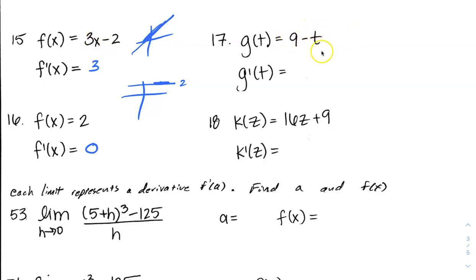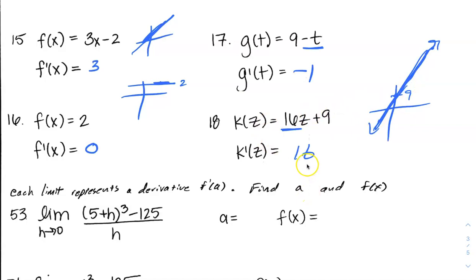The next one, 9 minus t. So it's the constant there, so -1. Over here, same thing, would be the 16. Again, that's all that's going on here: if you draw the line, there you go. Okay, plus 9, slope is 16. So up 16 over 1. And I'm saying, hey, what's the derivative of this guy? What's the slope of this line there? Well, we just did it, 16. So that's why it's 16.